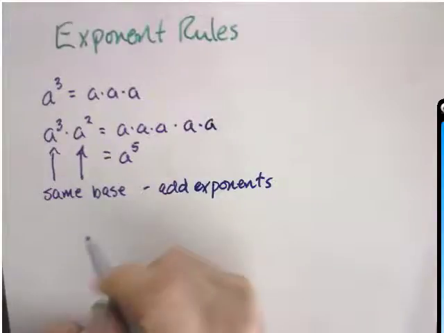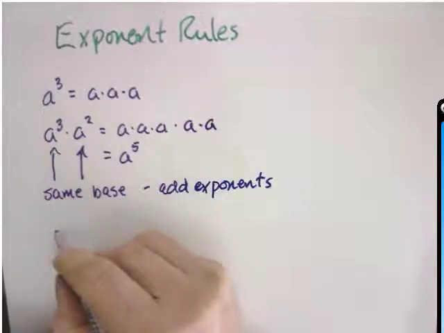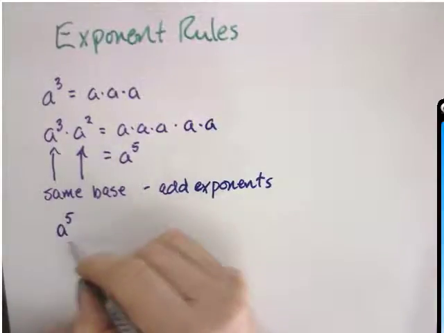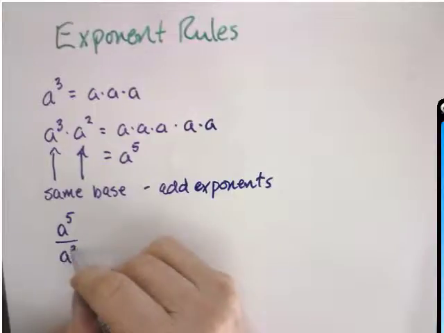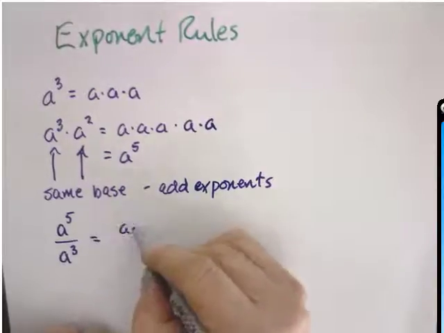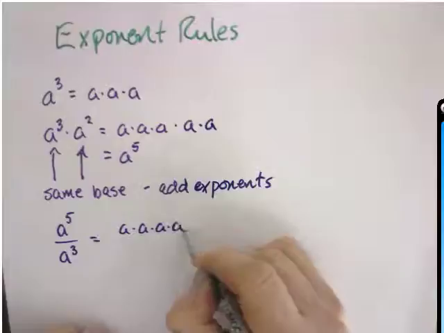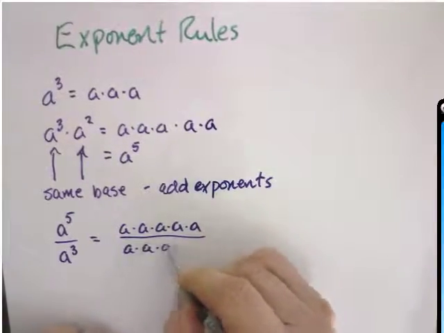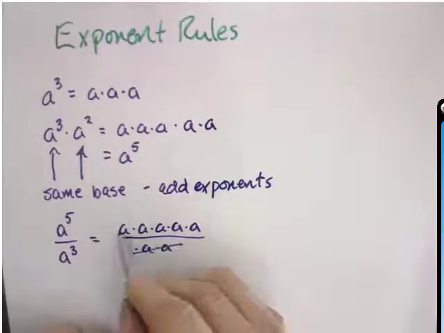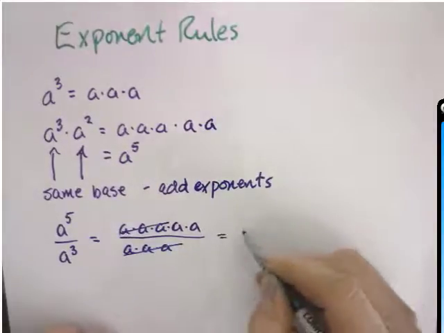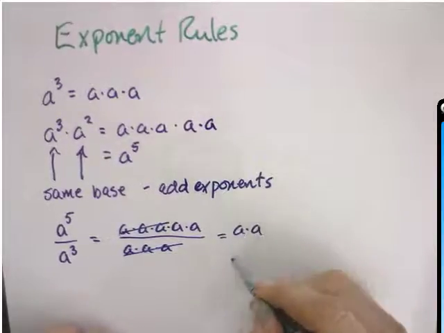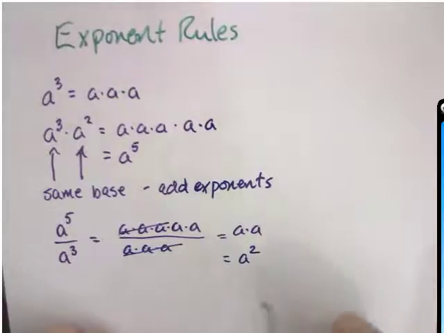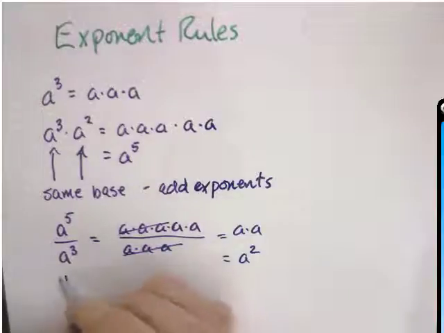All right, well, let's try some division. Let's go with a to the fifth, and let's divide that by a cubed. And of course, that's a times a times a times a times a over a times a times a. And of course, those a's cancel, and we're left with a times a, which is equal to a squared. And so what it looks like is we subtract the exponents.